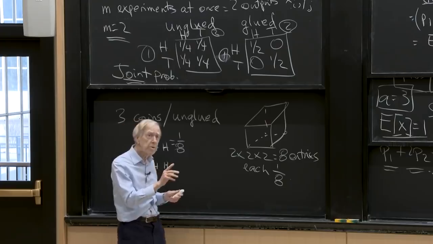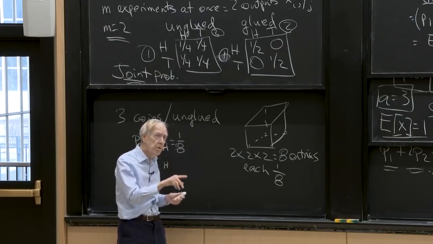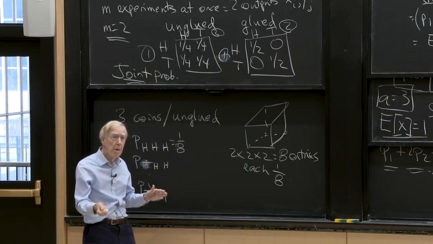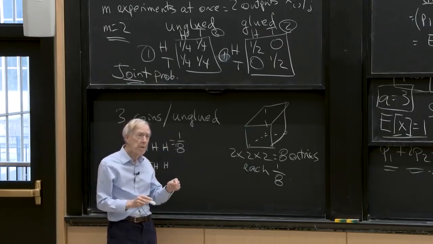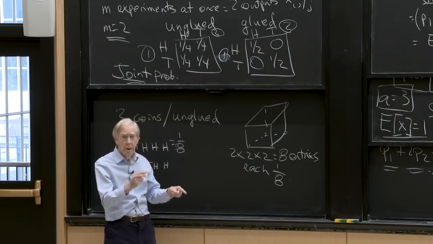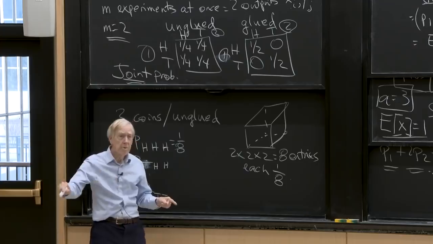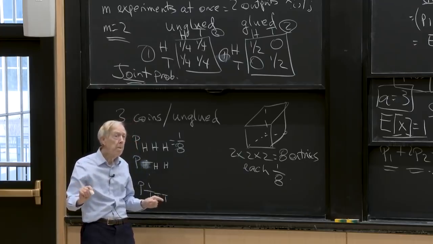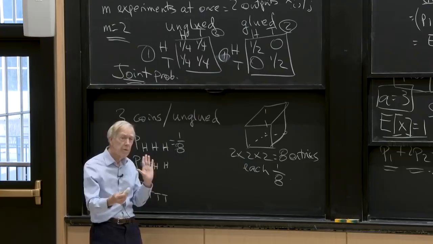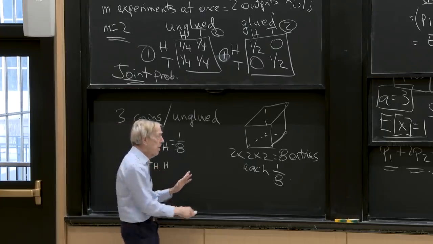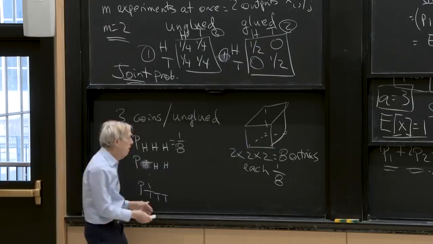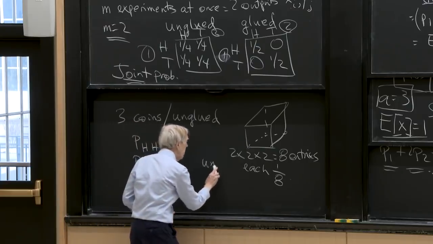Now, but some of those are going to have probability 0, the joint probability. If I've glued coin 1 to coin 3, then the probability of jointly seeing heads on 1, whatever on 2, tails on 3 will be 0, right? Because that can't happen if I've glued coins 1 and 3. So I'll have 8 entries in here. This is the unglued case.